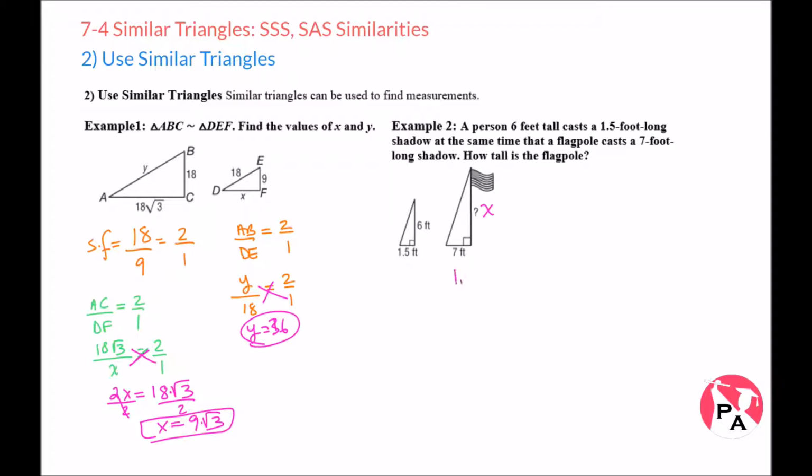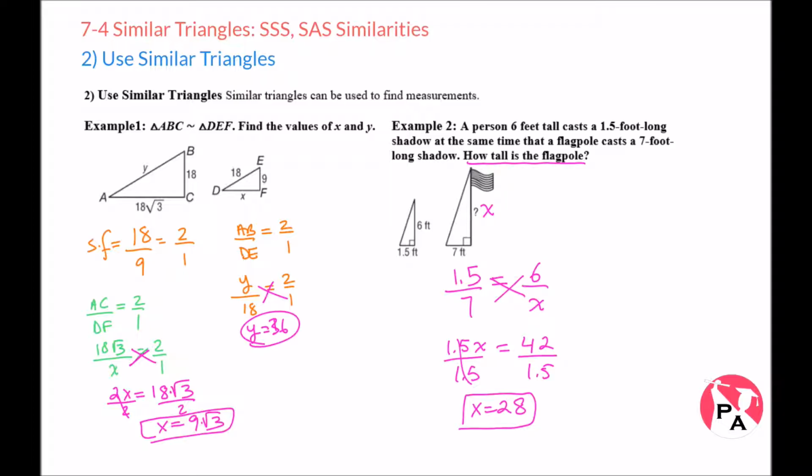Now 1.5 over 7 is the scale factor, and it must be equal to 6 over x. Now if I do cross multiply, 1.5x equals 42. Let's divide each side by 1.5 to get x equals 28. So this is how tall the flagpole is. It's equal to 28 feet.